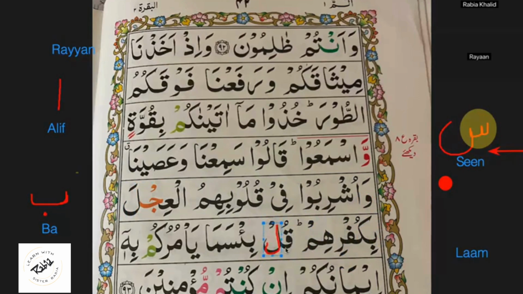Okay, sometimes the Laam can hide. Some of the Laams I'll show you. Hey, that's a Laam, and that's a Laam. Next time we'll go find Laams, okay? Laam can hide in a tricky way. Just remember it turns to the side.